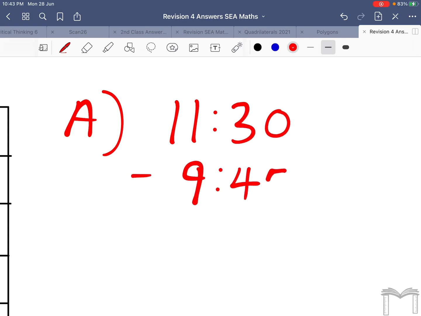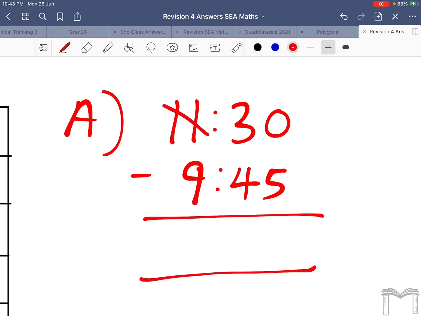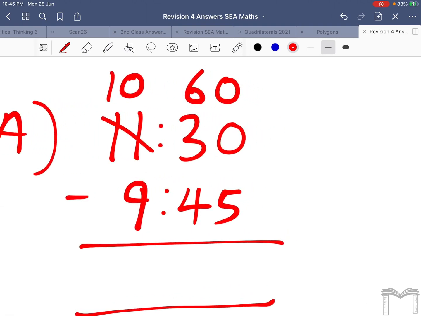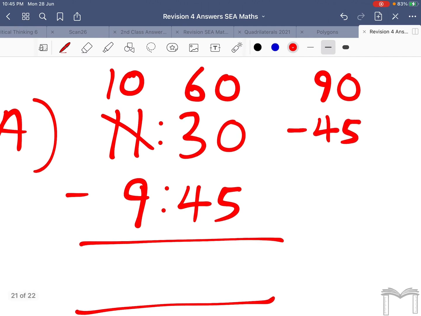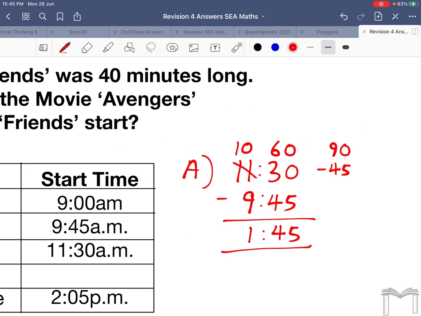9:45. Now 30 cannot take away 45, so we must borrow from the hours, and 1 hour will come across not as 1 but as 60 minutes. 60 plus 30 is 90, so it's really 90 take away 45. 90 take away 45 is 45, and 10 take away 9 is 1. So that's 1 hour and 45 minutes.